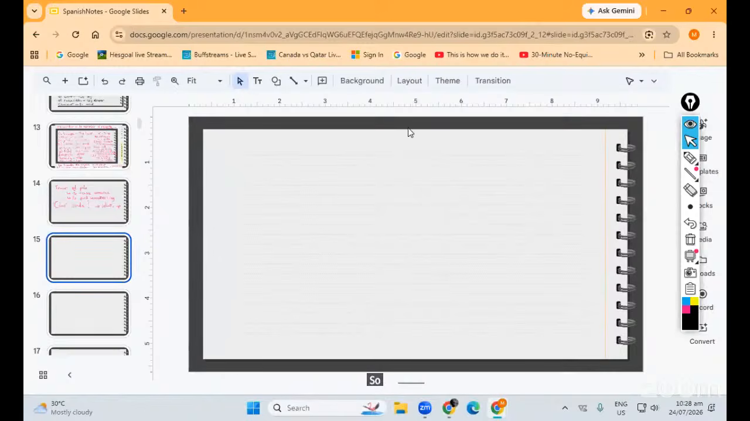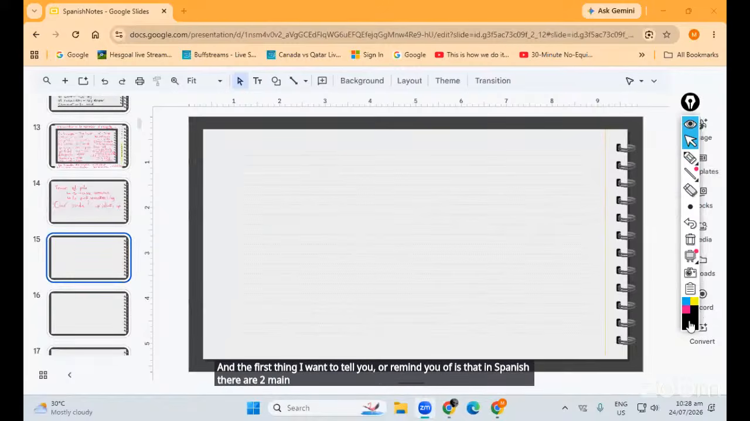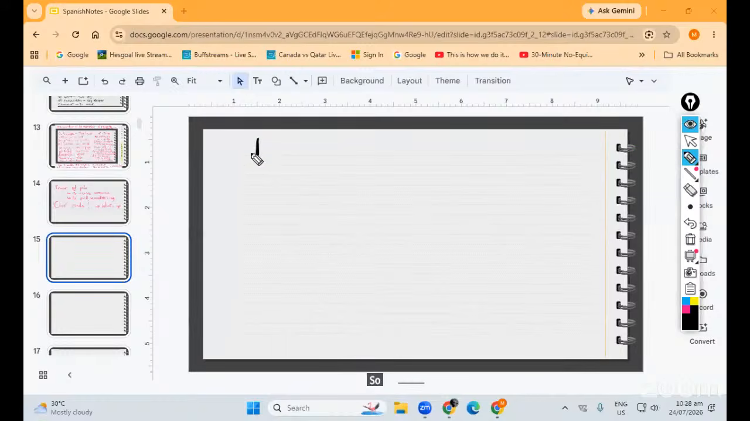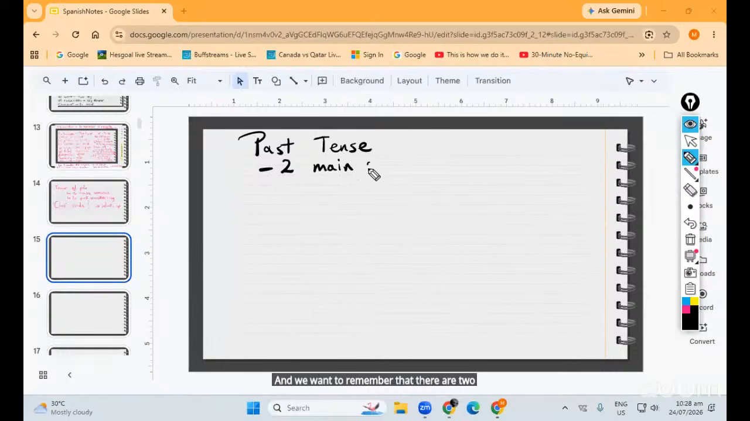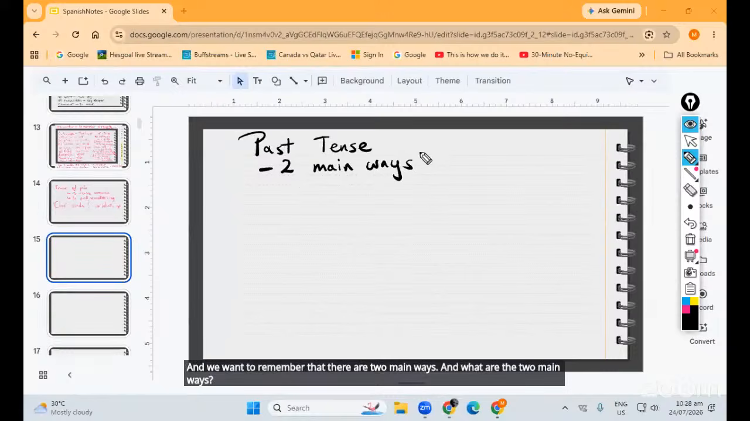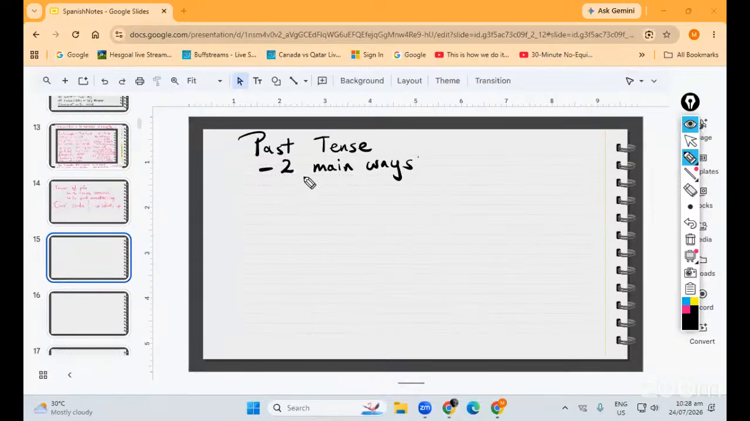So we're in our notebooks, right? And the first thing I want to tell you or remind you of is that in Spanish, there are two main ways to indicate past tense. So our topic now is past tense, right? And we want to remember that there are two main ways. And what are the two main ways? They are preterite and imperfect, right? Now, what is the difference?